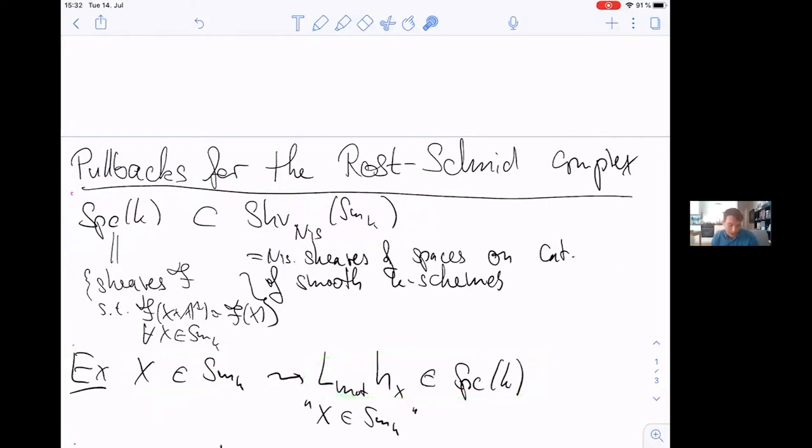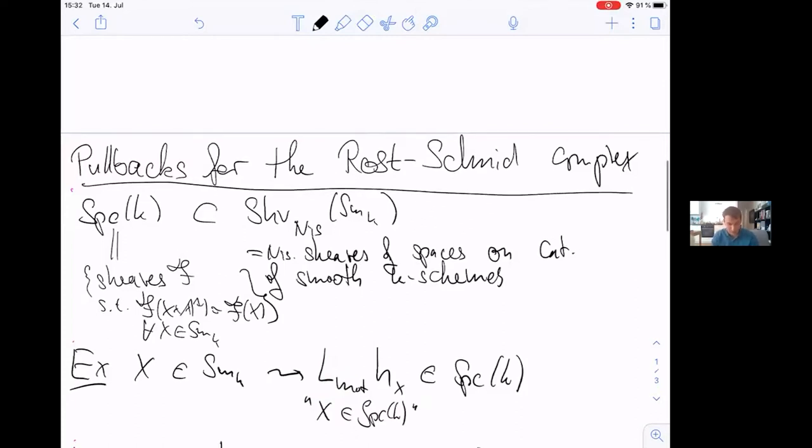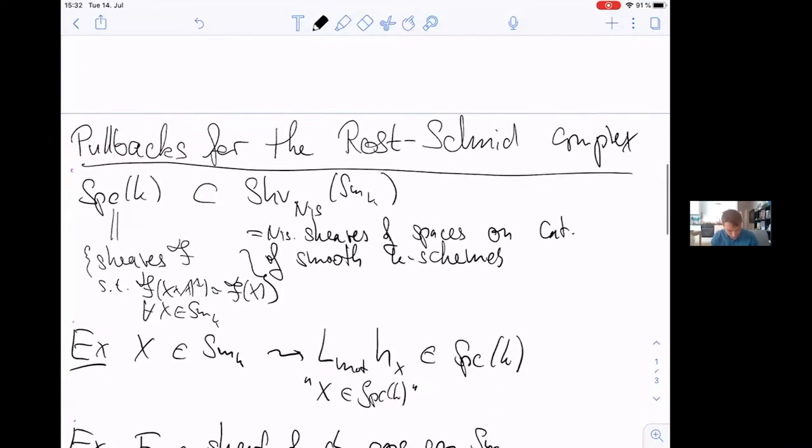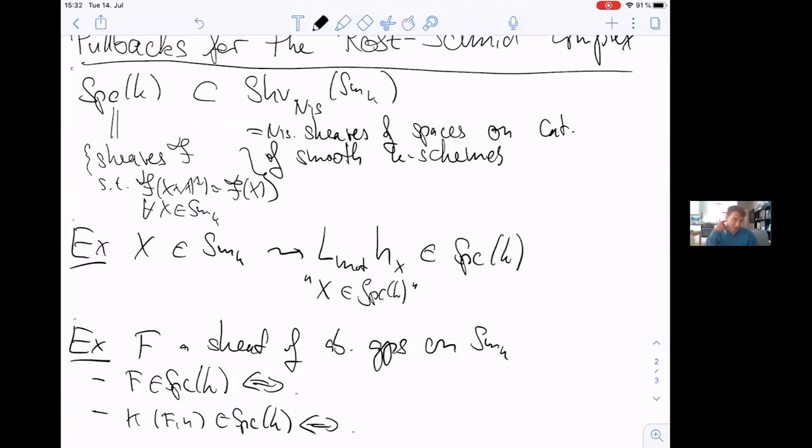Usually I will not even write this L mod, and I will not write this Yoneda embedding. I will just say that I want to view X as a motivic space, and this just means that you should do this localization, which in general is of course highly non-trivial, but I want you to please imagine doing it.